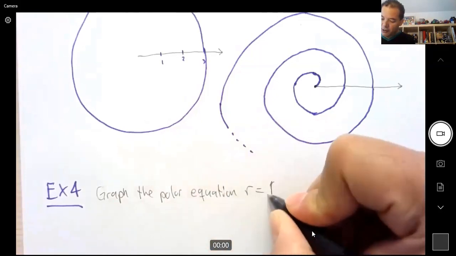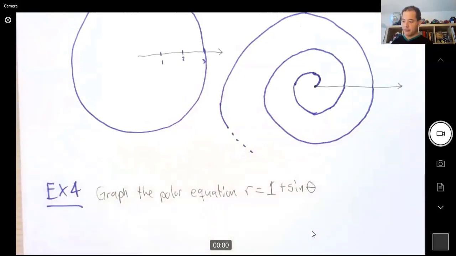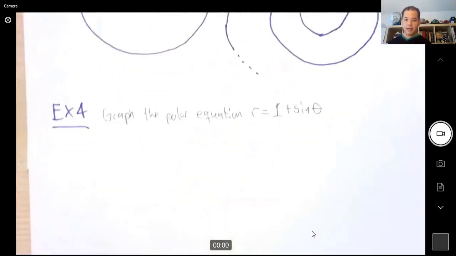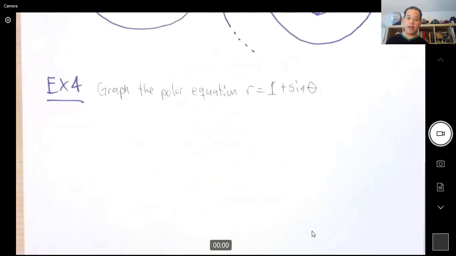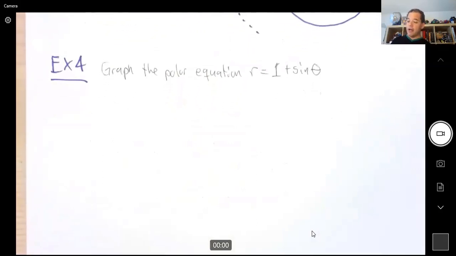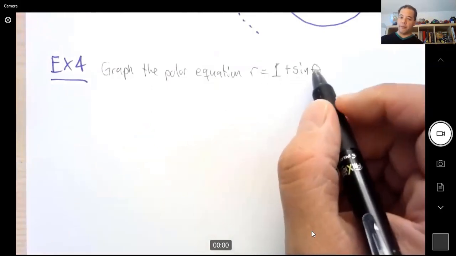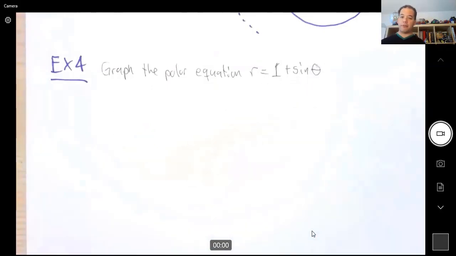R equals 1 plus sine theta, right? And I'm going to show you more or less what's the technique you can follow to do these things, how you can actually draw graphs like this, right? And notice it doesn't say theta from where to where, so we'll assume theta ranges over all possible values, okay? So here's how we do it.